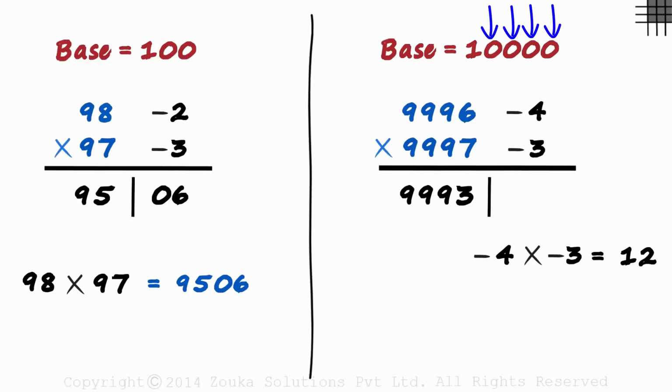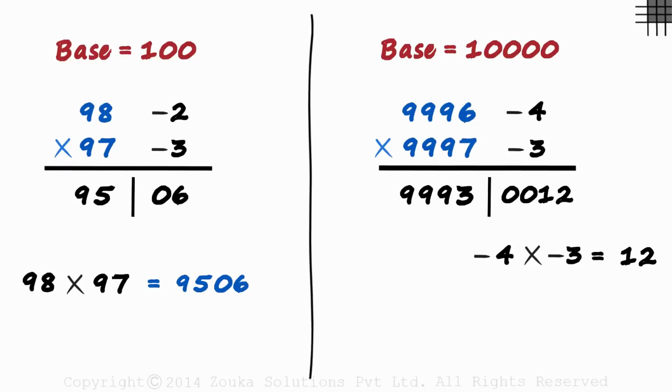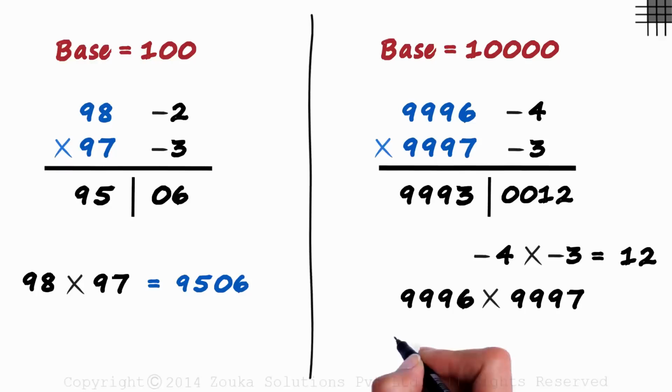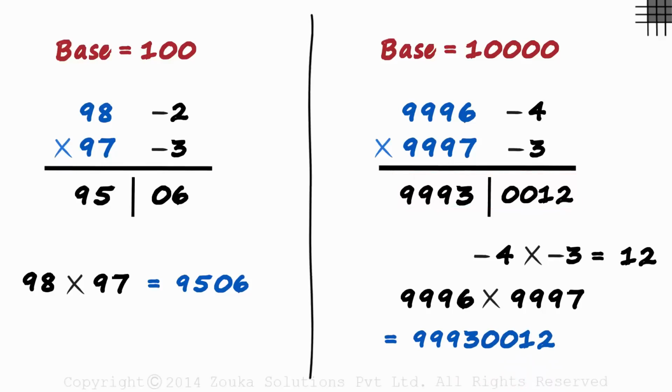The number of zeros in the base is 4, which means we will have 4 digits on the right. 12 will be written as 0012. That's our answer. The product of these two numbers will equal 99930012. Wasn't this quick? Faster than a calculator, you think?